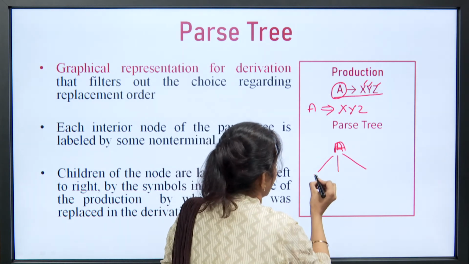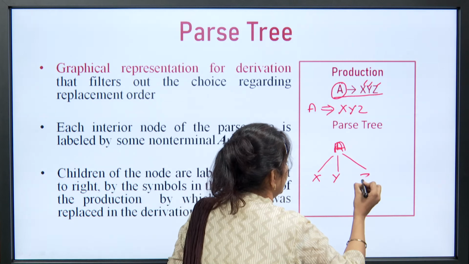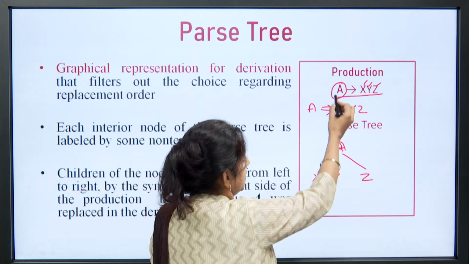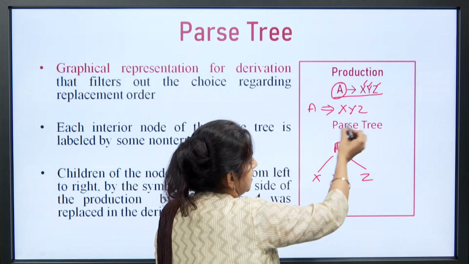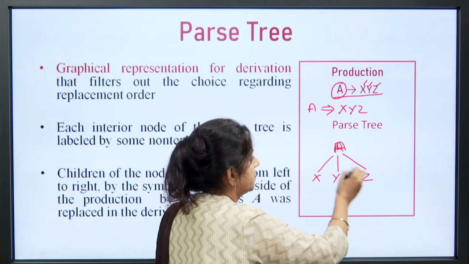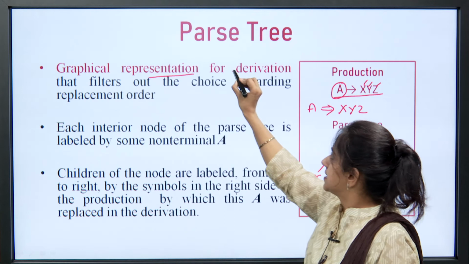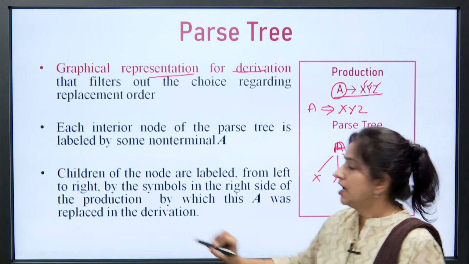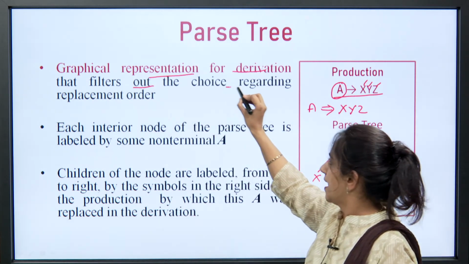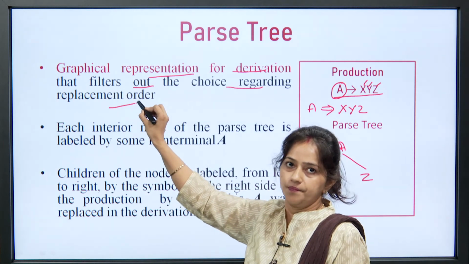So, this is x and then y and then z. For this production, if the derivation is like this, then the parse tree will be drawn like this. So, a parse tree provides a graphical representation for a derivation. It filters out the choice regarding replacement order.